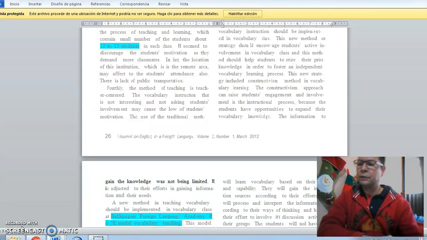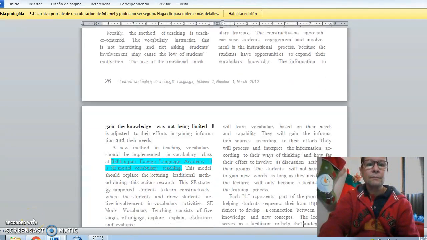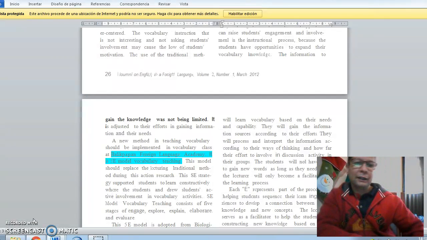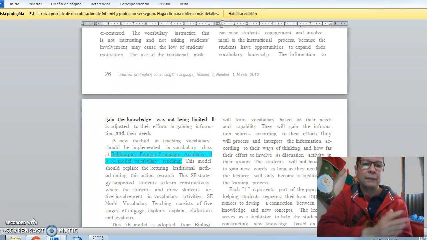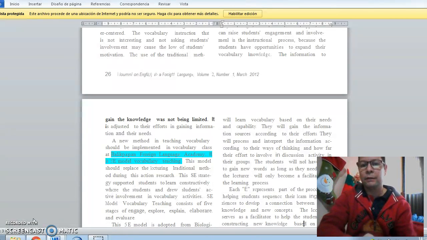The objective is to determine what elements indicate what type of research, if it is, and why. How can the 5E model be implemented to build the vocabulary in the second semester of students of Balikpapan Foreign Language Academy? And here we can see it. That's what they're looking for: the way to implement the 5E model in vocabulary teaching.